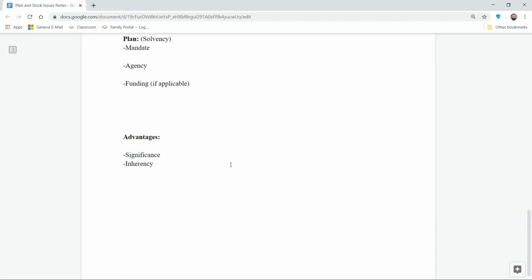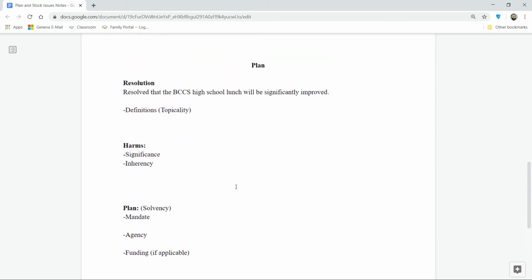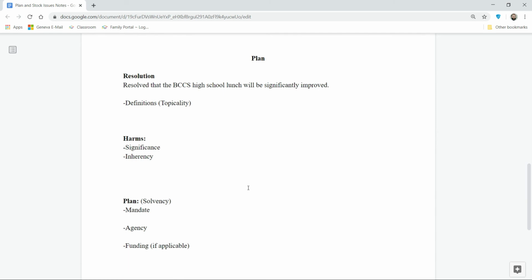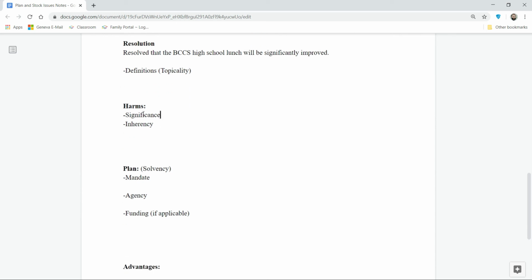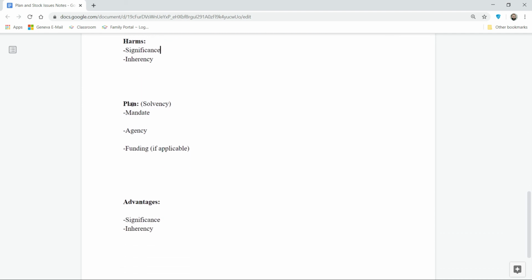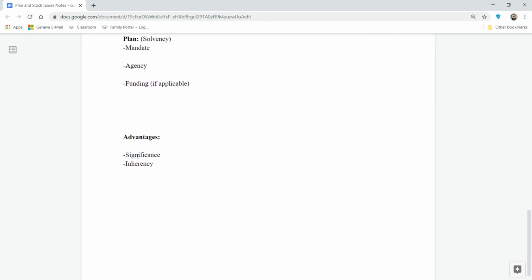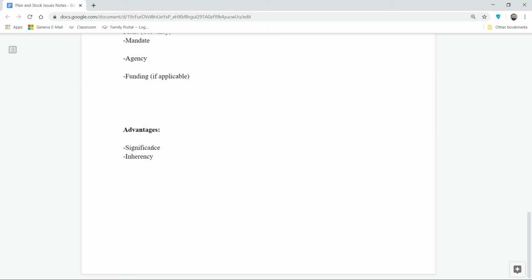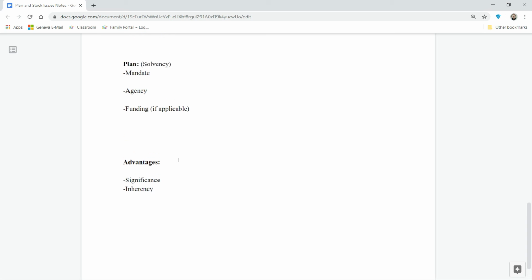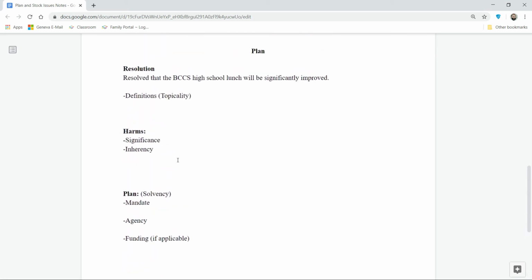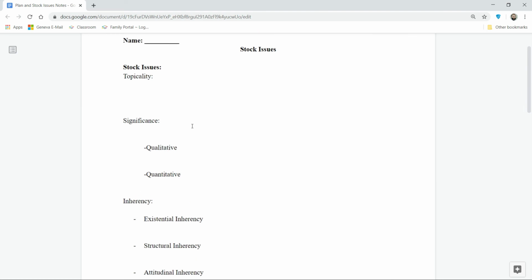All right, so the basic format for an affirmative plan or case. A lot of times we'll just refer to this as the affirmative team's case. Statement of the resolution, definitions, proving topicality, harms in the status quo that need to be significant and inherent to the status quo, a plan that solves for those harms containing a mandate, agencies of change, and funding if necessary, which creates advantages that are, again, significant and inherent to the specific things that the plan is going to do. So when you think about developing a case, you want to make sure, as the affirmative team, that you have all 4 stock issues proved.